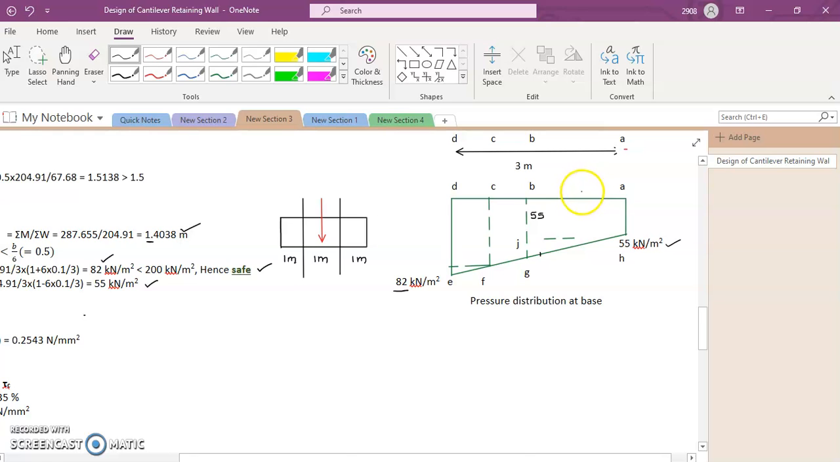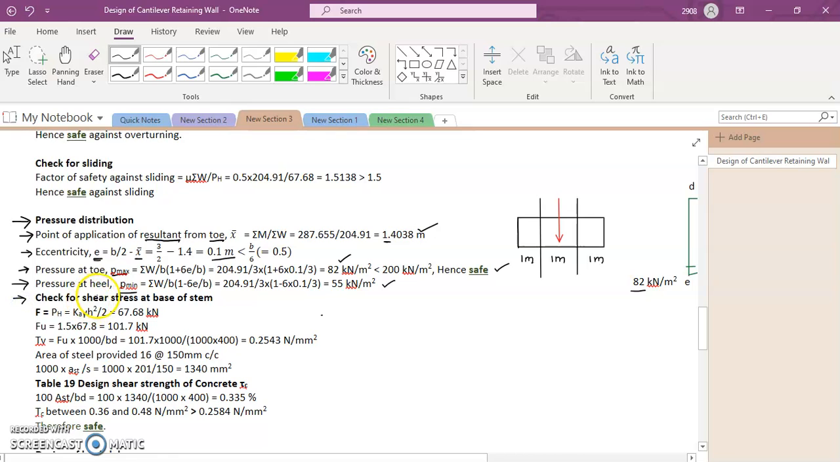In order to design the heel slab, we need to find out what the pressure is at the point B. So we have divided the portion ABGH into 2 parts. One is a rectangle and one is a triangle. So BJ we know is 55 kilonewton per meter square, and on interpolation you will find out that GJ is somewhere around 13.8 or 13.9 kilonewton per meter square. So BG will be 55 kilonewton per meter square plus 13.8 kilonewton per meter square, and this is 68.8 kilonewton per meter square. So this is the pressure distribution.